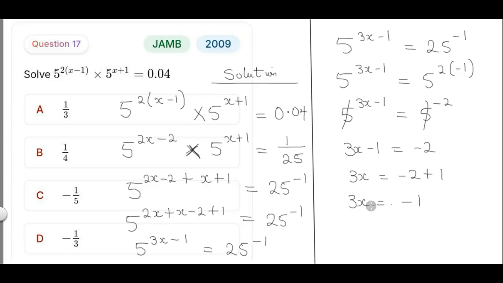So 3x equals minus 1. For me to find the value of x, I will divide both sides of the equation by the coefficient of x, which is 3. So that this 3 will cancel out this 3, and that will make x stand alone. So x will be equal to minus 1 all over 3. This is my answer to this question. So the correct answer to this 2009 JAMB question is option D, minus 1 over 3.